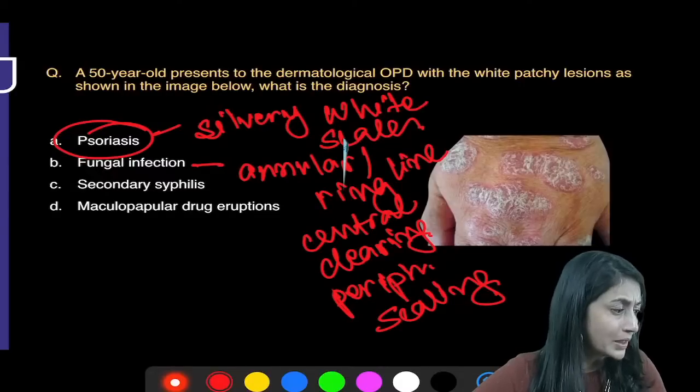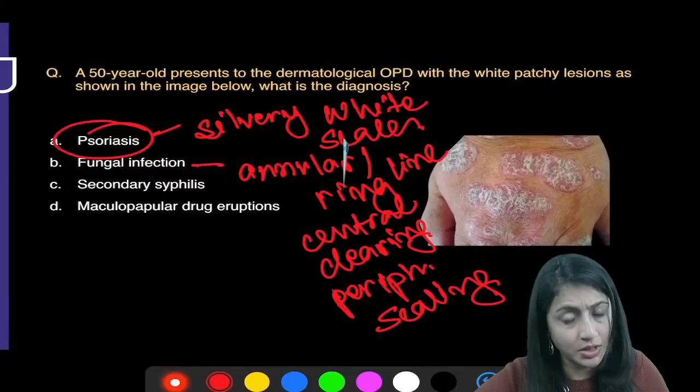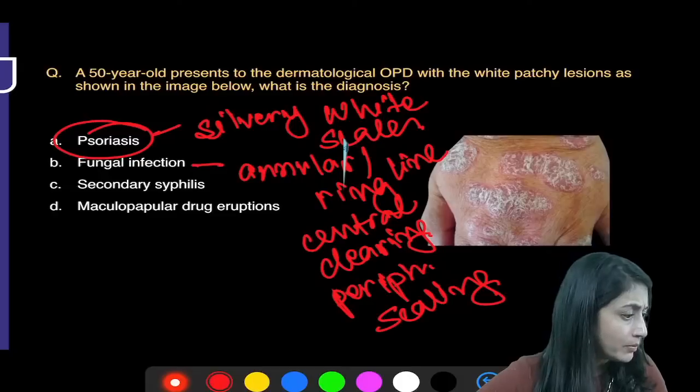Is there any risk of malignancy in oral LP? Yes, there is a risk of malignancy in oral LP.